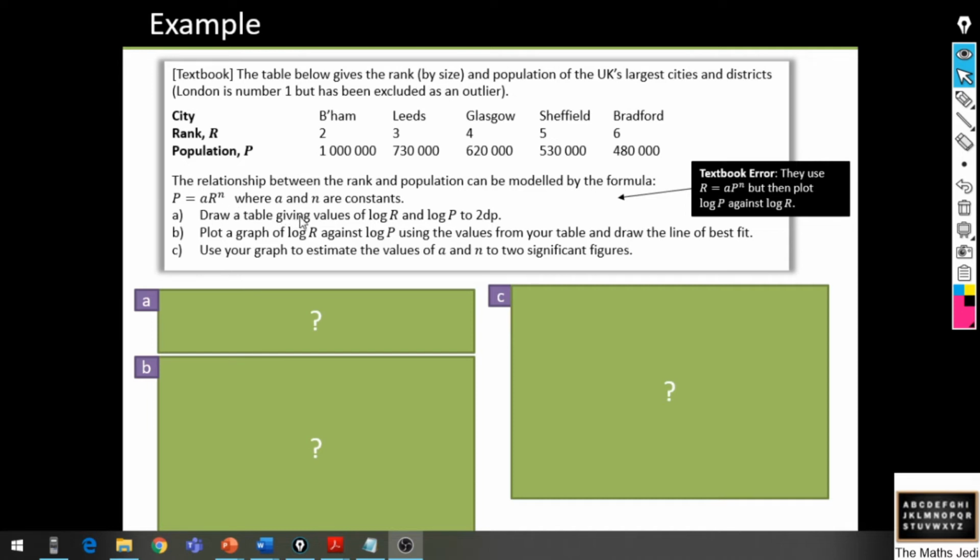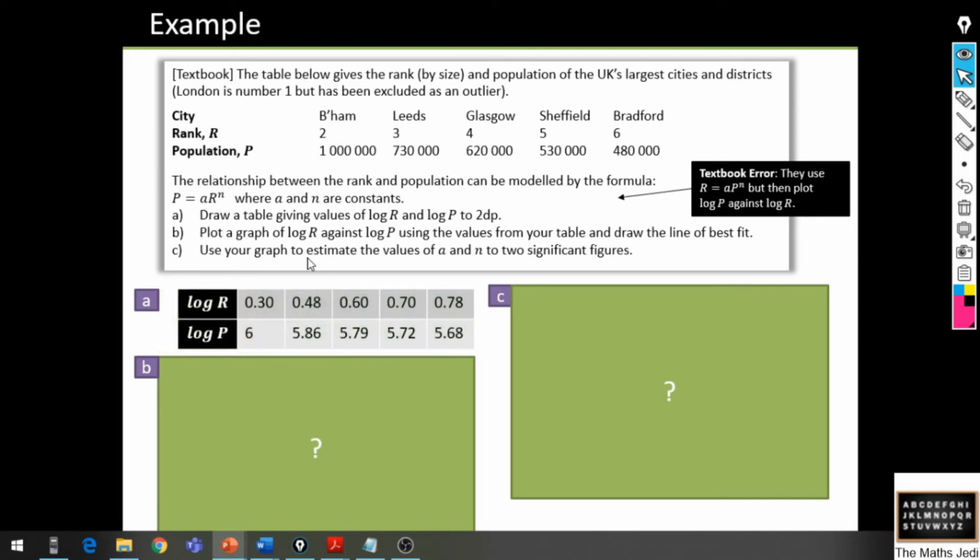Draw a table giving values of log r and log p. So we just need r and p and log p. It looks something like this. We've gone through with a calculator and worked out log base 10 of r, log base 10 of 2, sorry, log base 10 of 3, log base 10 of 4, log base 10 of 5, log base 10 of 6. And then log of p. So that's what these are. So log of 1,000,006 obviously. Log of 730,000 and so on.